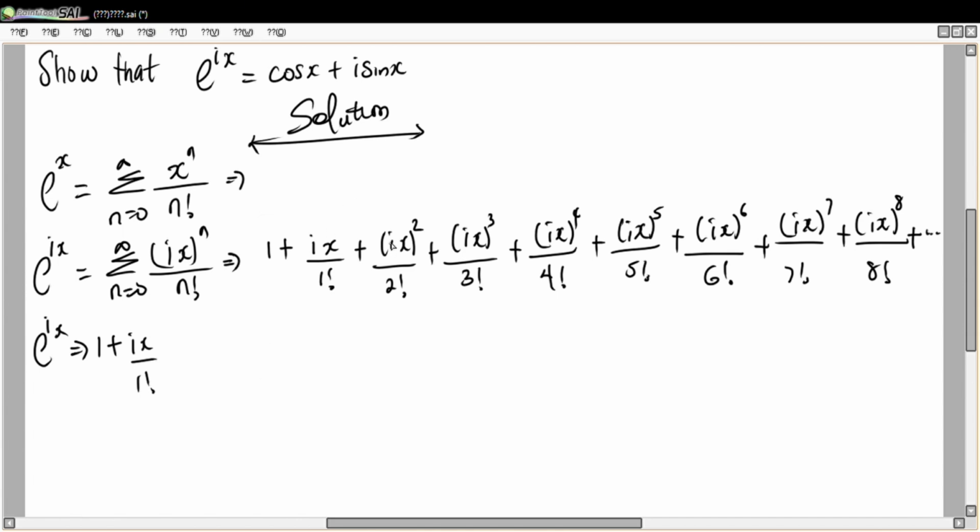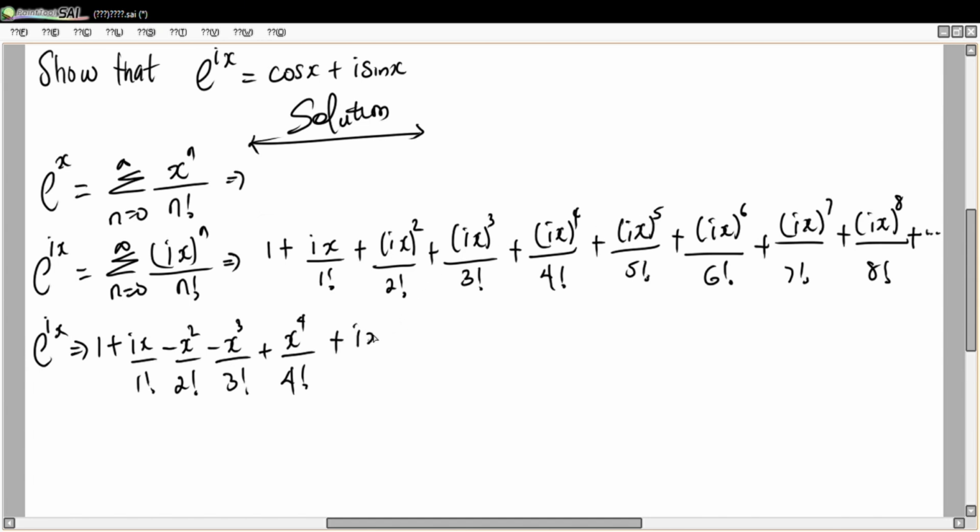now we know that i raised to the power 2 will give us minus 1. Minus 1 times x squared will give us minus x squared over 2 factorial. Now i raised to the power 3 usually gives us minus i, so minus i x raised to the power 3 over 3 factorial, plus i raised to the power 4 will give us 1, that is x raised to the power 4 over 4 factorial, plus i raised to the power 5 will give us i.